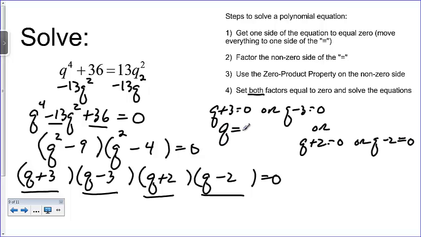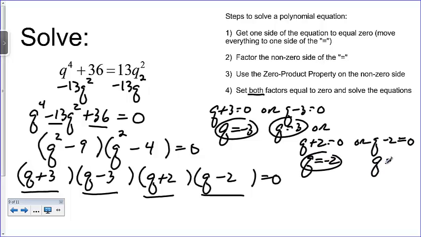Here I'll get q equals negative 3. Here I'll get q equals positive 3. Here I'll get q equals negative 2. And here we get q equals positive 2. So 4 solutions to that quartic equation.